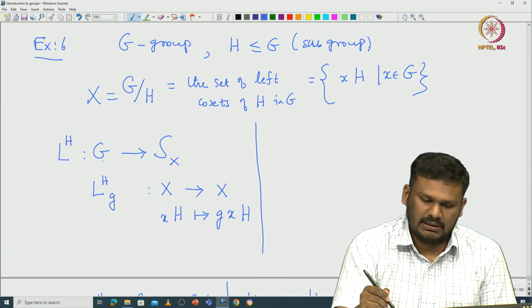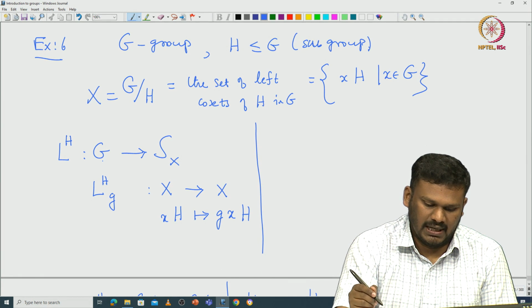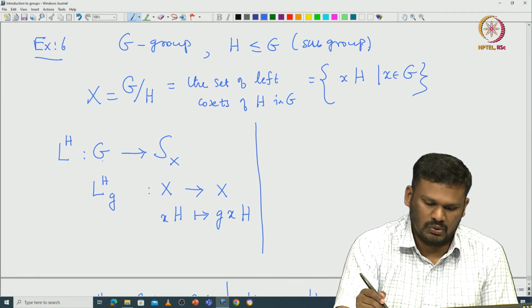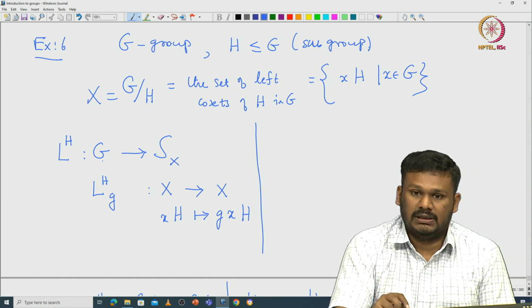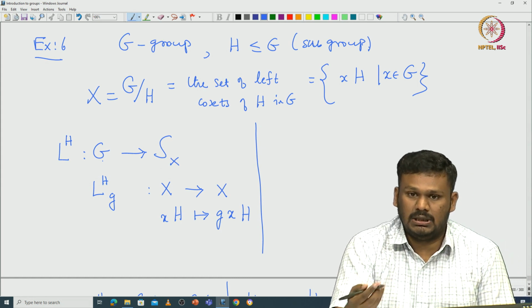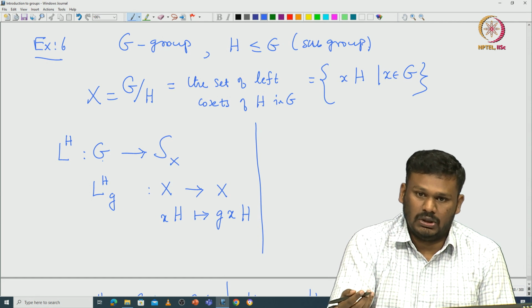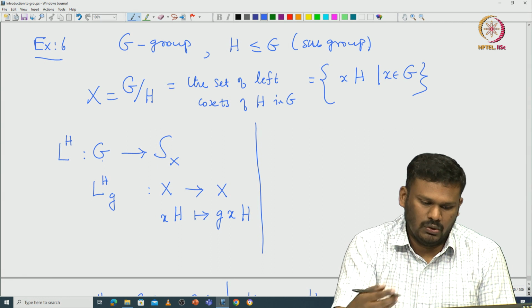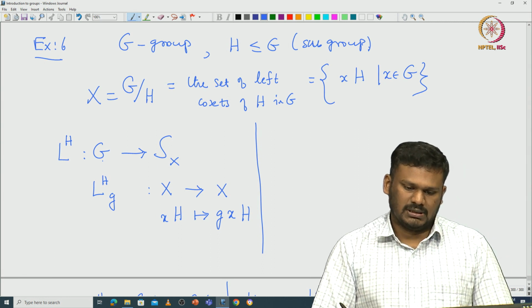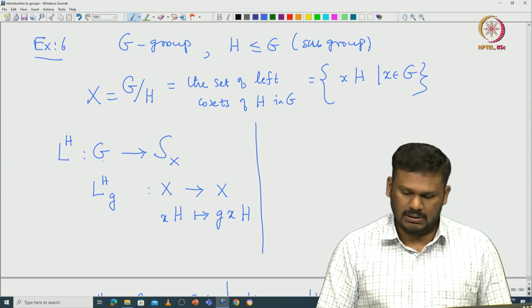So, this action again is a very important action, okay. This again we will use later. So, G naturally acts not only on G, it is naturally acting on all the left cosets of H in G. Again you can define the right action on the right cosets, let us not get into that, maybe this is enough.